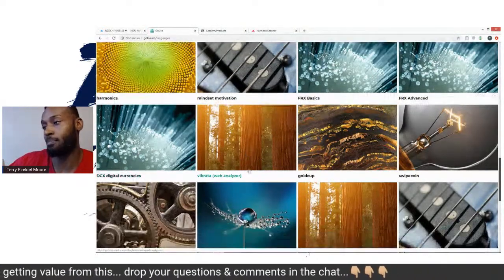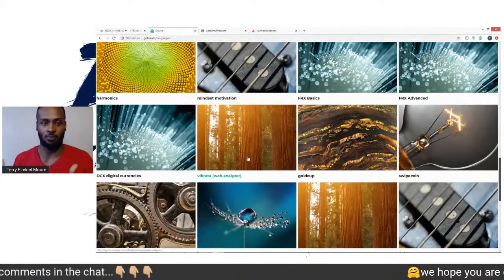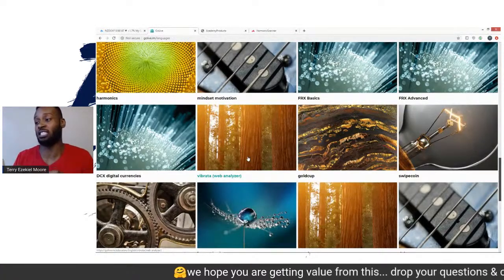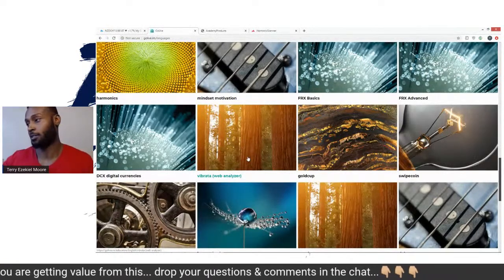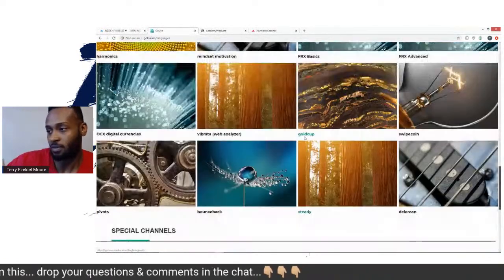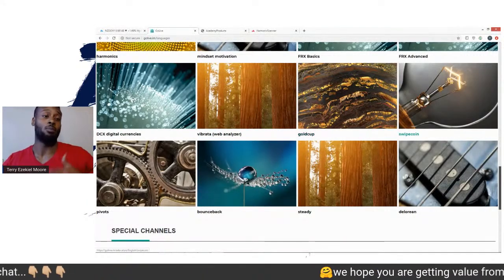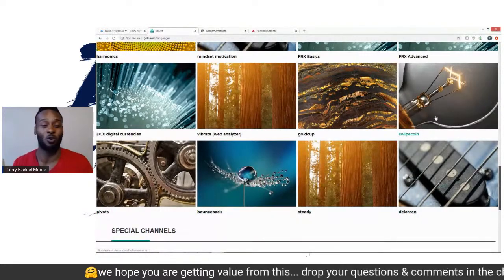We also have Vibrata, which is our web analyzer. Basically, it scans the market and the internet for news, and then it gives you specific entry points on when to enter the market and when to exit. Gold Cup, ladies and gentlemen, we just have a host of products that are going to help you become profitable.